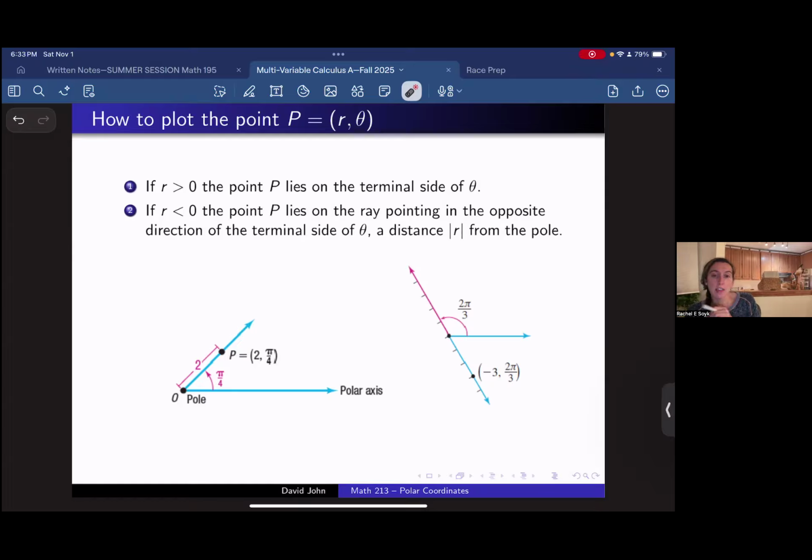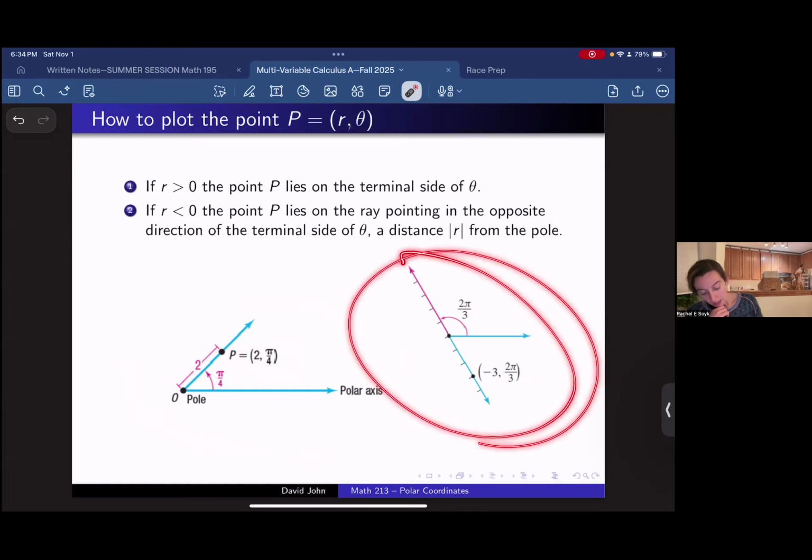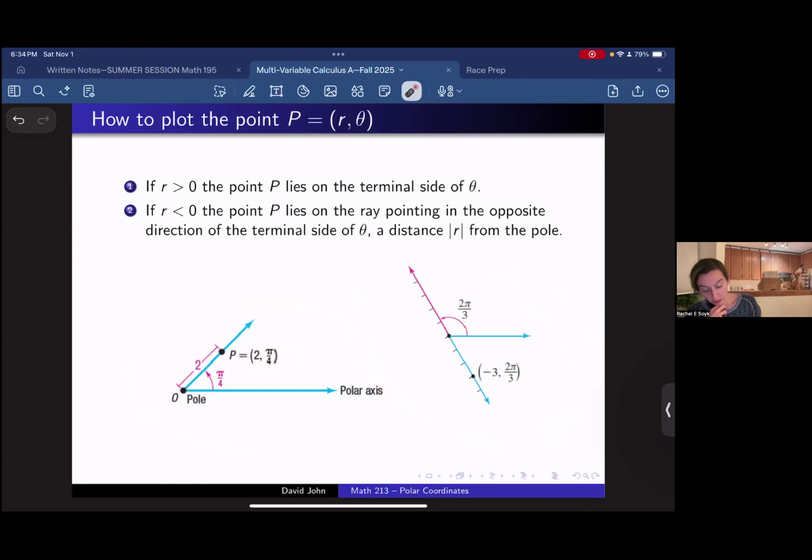And then we want to graph where this point pops up. This is just a numerical example, plotting out 2 comma pi over 4. Again, our radius, our R value is 2. And then our angle measure pi over 4, also known as 45 degrees. And then over here is just demonstrating this is if our R was positive, and then if it was negative, then we would be going in that opposite direction.